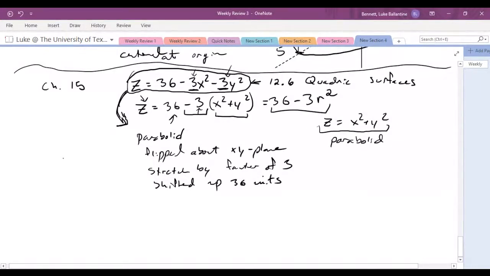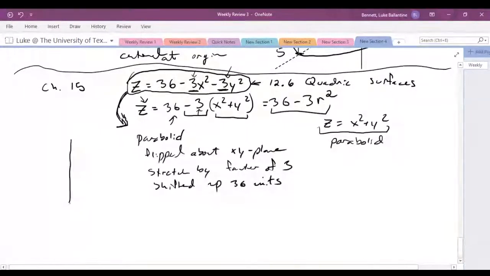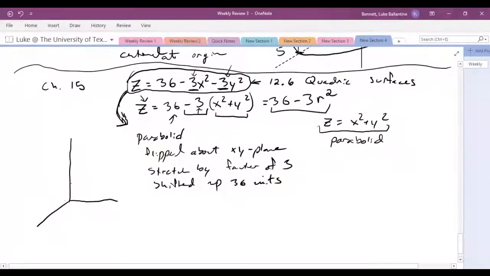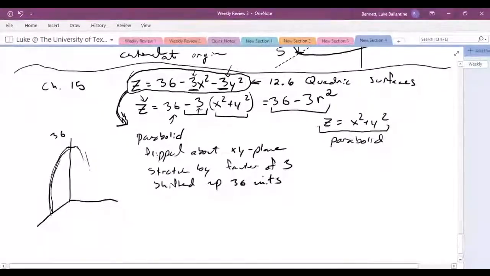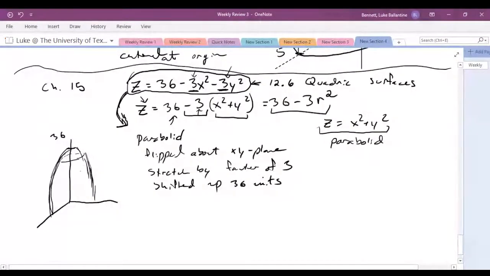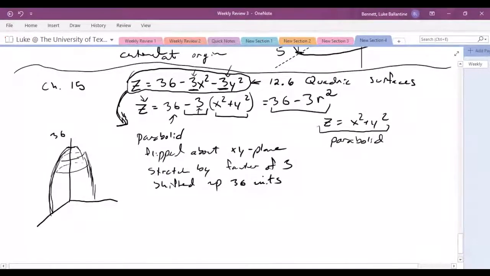So we would have shifted up, flipped over, so we would have a really tall z-axis. This is like 36, and then we have a paraboloid. The three just makes it a little bit more skinny. Yep, so it's a paraboloid. Beautiful.